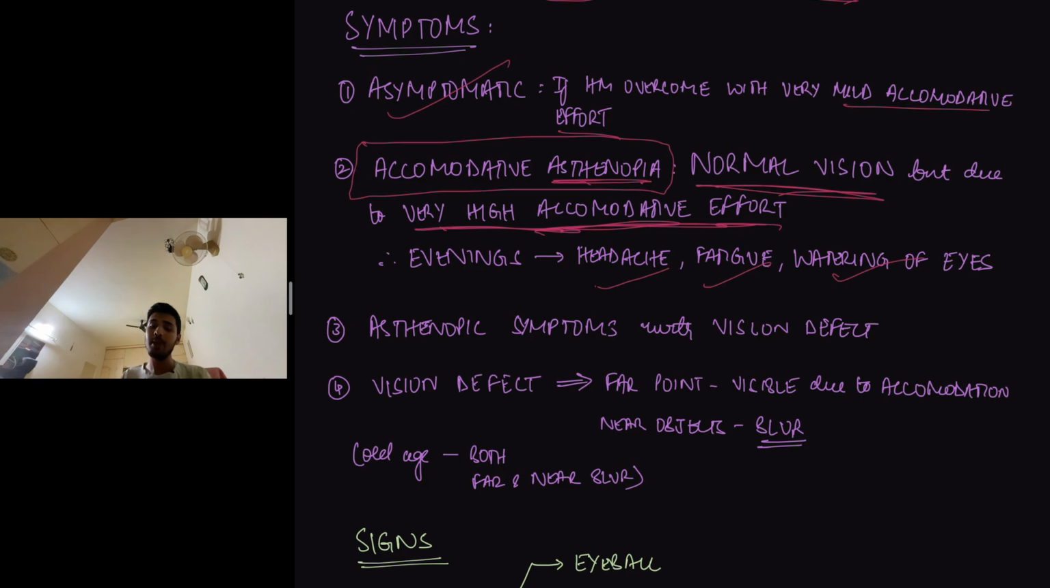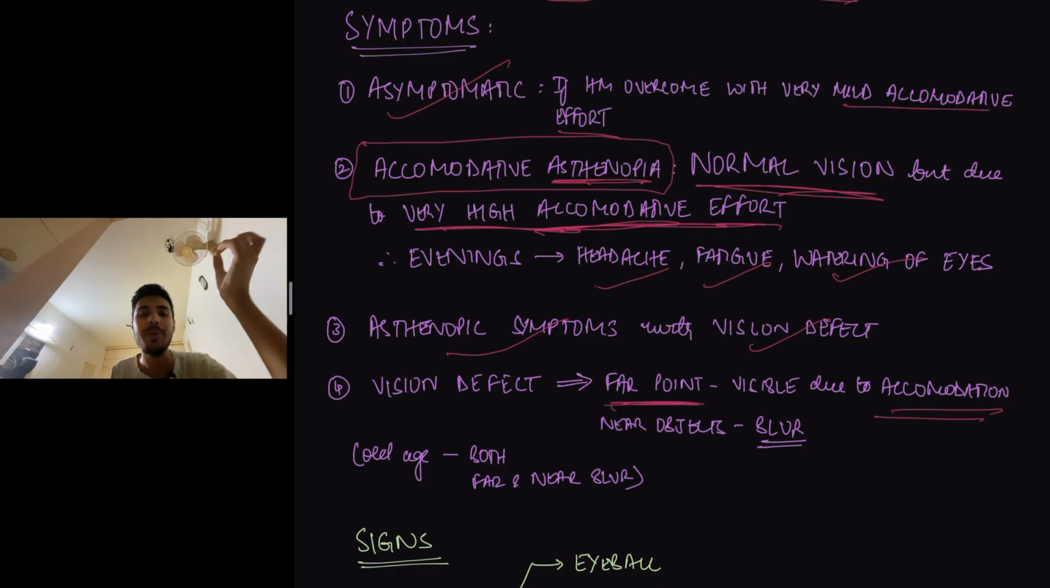But let's say the hypermetropia is even more severe. That is, the refractive error is even higher, where even after maximum accommodative effort, you are not able to correct it. Then what you'll have? You'll have both asthenopic symptoms and a vision defect. What do you think the vision defect is? The vision defect in hypermetropia is known as farsightedness. So they're able to see the far point. How are they able to see the far point? Through accommodation. Some amount of accommodation they'll have, right?